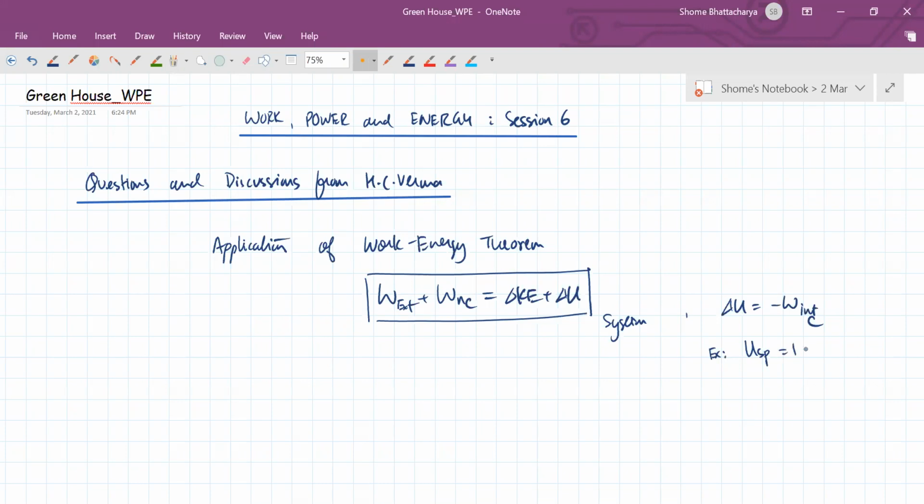being half kx square, and the change in gravitational potential energy being mg into delta y, where delta y is the vertical displacement or the vertical component of displacement for a body of mass m under acceleration due to gravity equal to small g. Okay, so with these basic ideas in mind, let us look at more example questions from HC Verma.